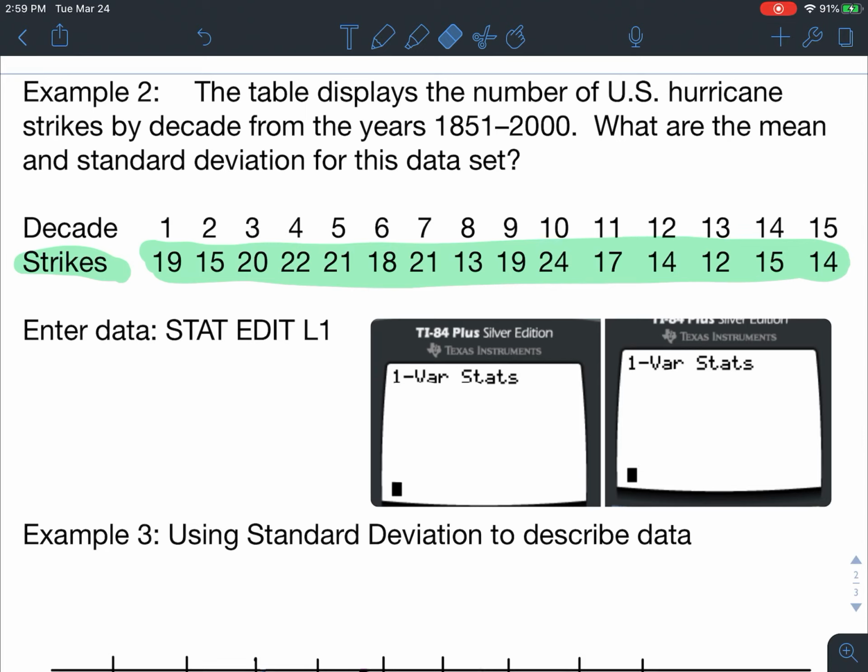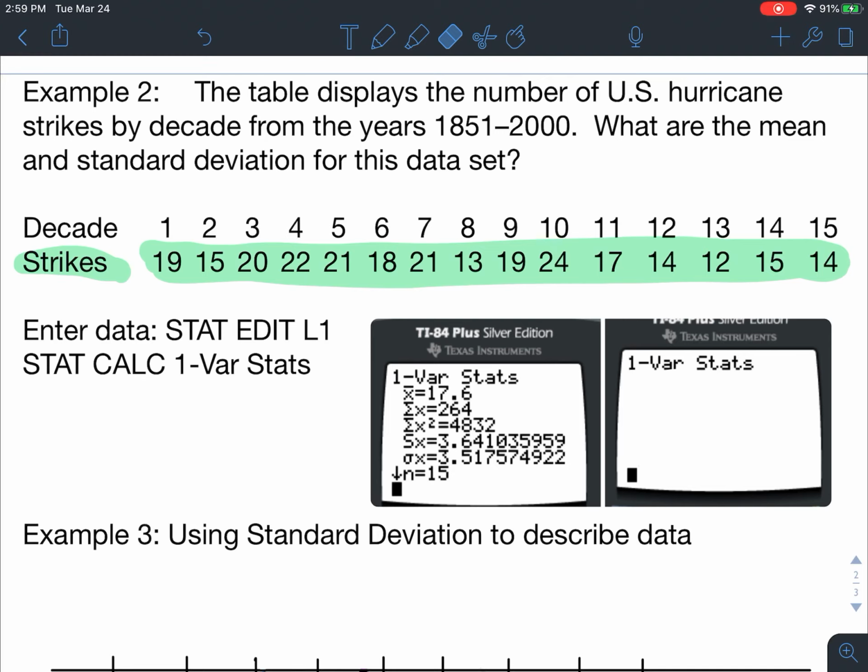And then when we're done, we're actually going to use the same command that we used in the last section. So stat, calc, and the 1var stats. So if you remember the 1var stats, there was a long list of analysis when you had the calculator do that. So let's look here. This is what we would get. So we enter the data. We press stat, calc, 1var stats. And let's look at what we got here.